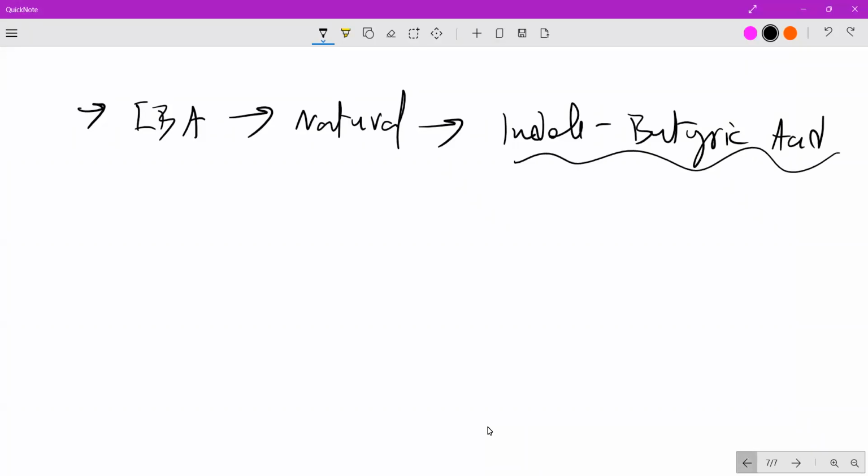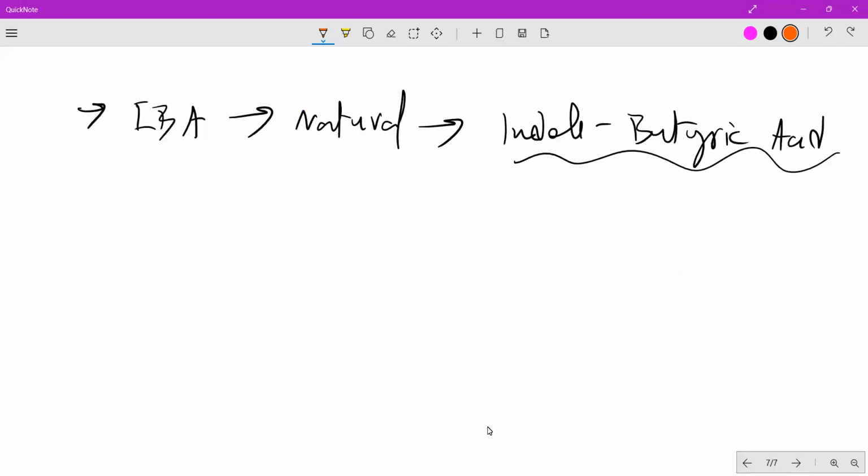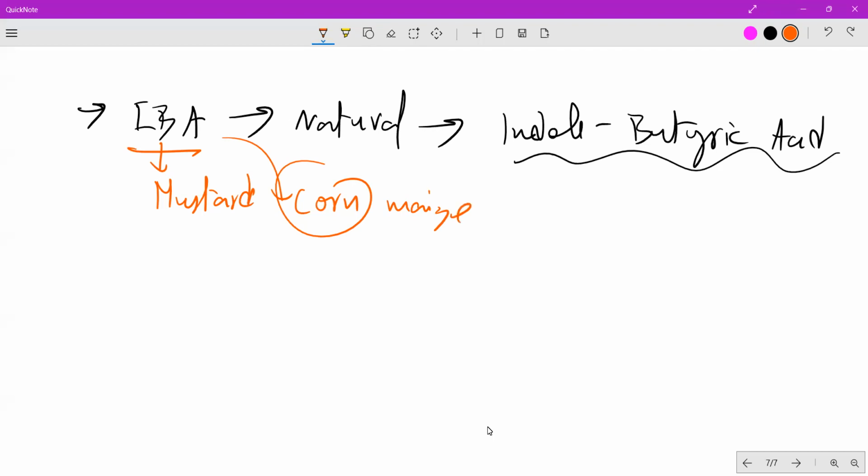What I talked about earlier, 4-CLIAA, is abundantly found in the case of pea. It is more abundant in pea. Now I am talking about IBA. IBA, I told you, is more abundantly found in mustard, in the whole mustard family in fact. Also corn, the bhutta that you eat, maize. So IBA is more abundant in these plants, you know.